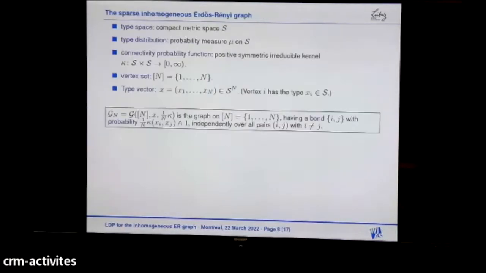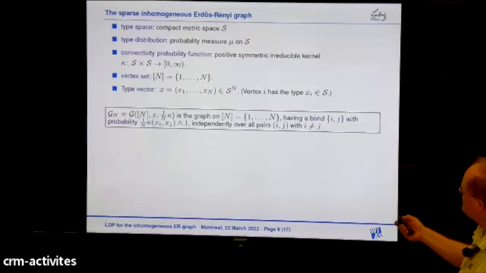Let's go now to the inhomogeneous Erdős–Rényi graph. This is really our goal. So we have now a compact metric space S for the types. Many of my formulas will be only for a finite set S, but everything that I tell you is true for an arbitrary compact metric space. For example, a box in R^d, cross some mark space if you like to. Then there's a probability measure mu on the type space. And there's a connectivity probability function. This is a positive, symmetric, irreducible kernel, irreducible with respect to mu.